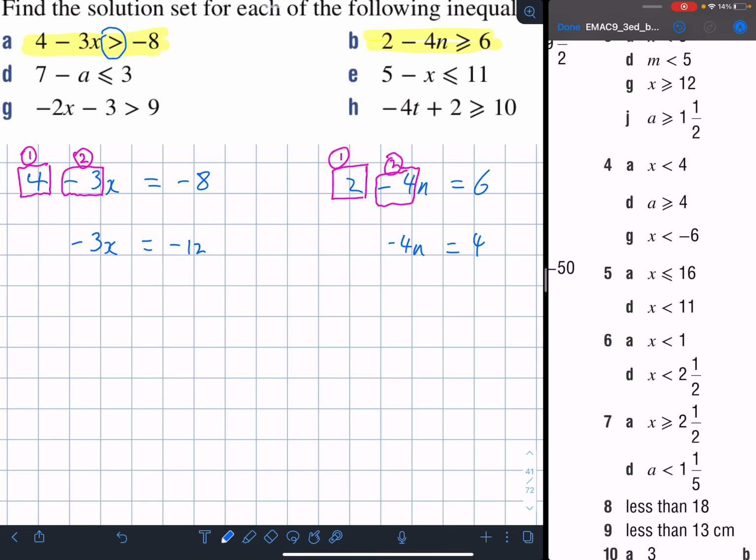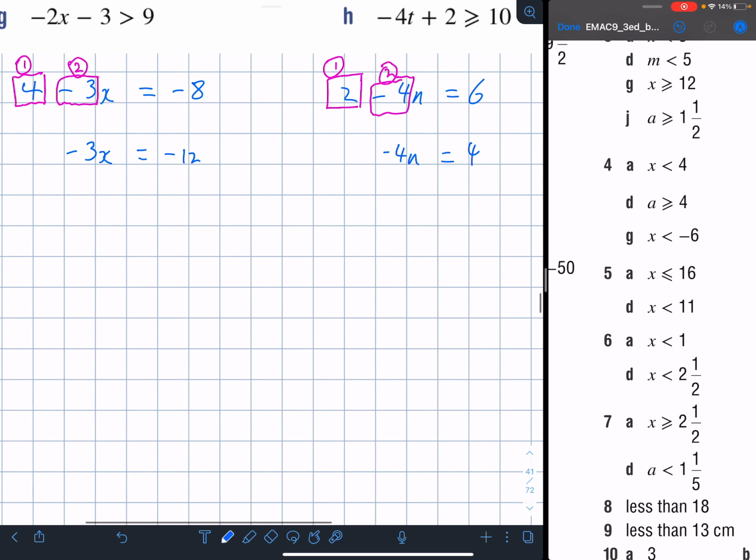And then as our next step, on the left-hand side of the equation, we would have divided both sides by negative 3, and that would have given us negative 12 over negative 3. And on the right-hand side, when dividing by negative 4, we would have had negative 4 over 4. And so on the left, it would have been 4 as the answer, and on the right, it would have been negative 1 as the answer.